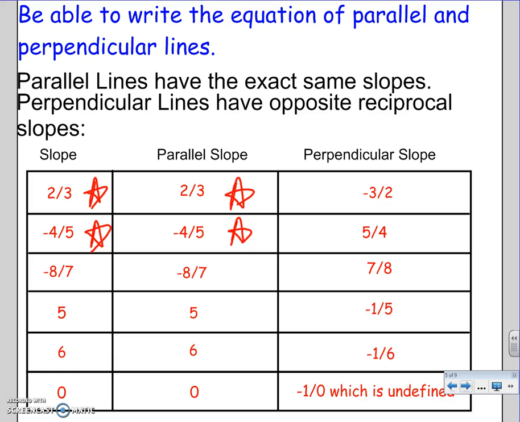The second one, -4/5, I change the sign, make it positive, and I flip the fraction, 5/4. Third one, -8/7, turns into 7/8. Fourth one, that's 5/1. So I change the sign, make it negative, and then flip the fraction. 5/1 becomes -1/5. Same for 6, and for 0, you'll notice 0/1 turns to -1/0. When you get division by 0, that means it's undefined. It's going to be a straight up and down line.